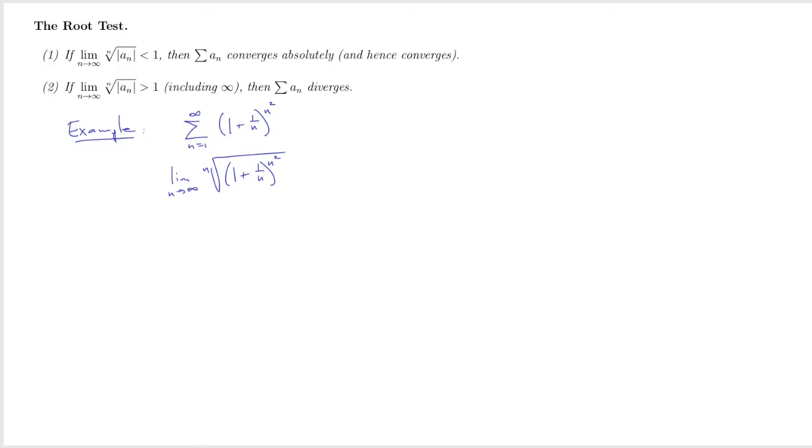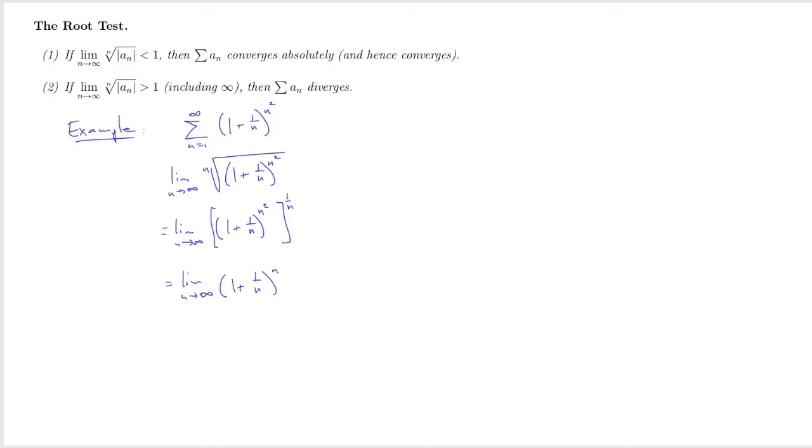And the tricky question becomes, how do you take the nth root of something to the n squared power? And the answer is, you remember your properties of exponents. Taking the nth root of something is the same thing as raising it to the 1 over n power. And then again, by the properties of exponents, the exponents multiply in this case, and n squared times 1 over n is just n, and so you get the limit as n goes to infinity of 1 plus 1 over n to the n. And this is a limit that we've seen recently, and so perhaps you remember the answer.